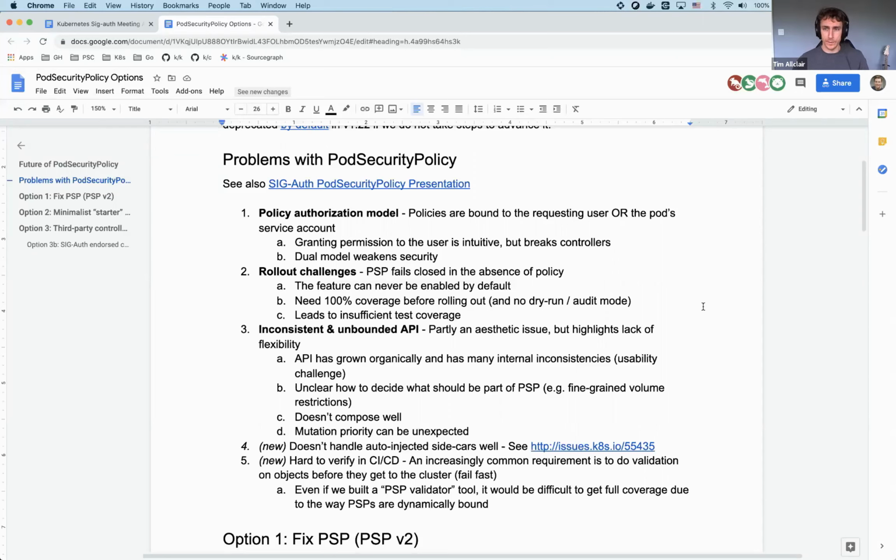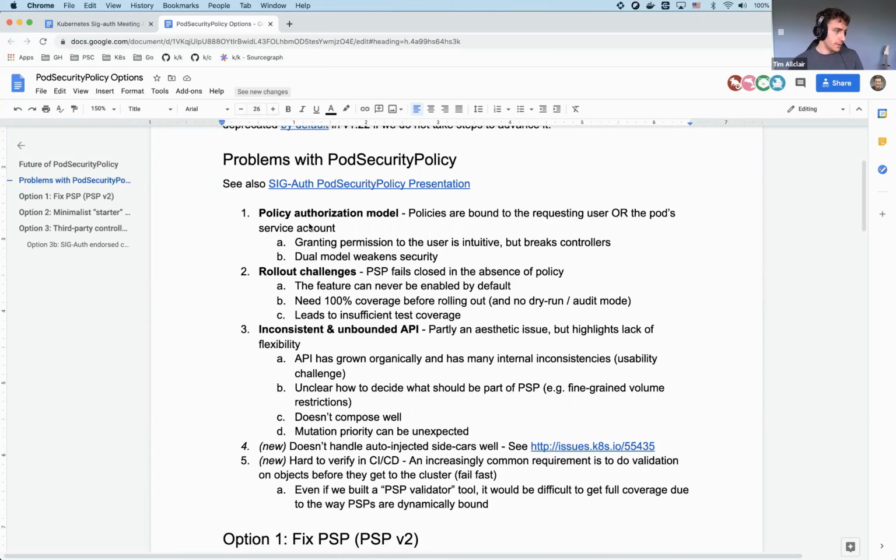The first is some problems with the authorization model. Pod security policy has this dual overloaded authorization model where you can either authorize the requester to use a pod security policy, or you can authorize the object being created, in this case the pod, based on its service account to use the policy. And so this is confusing, and also if that pod happens to have create pod permissions, then you run into some problems there.